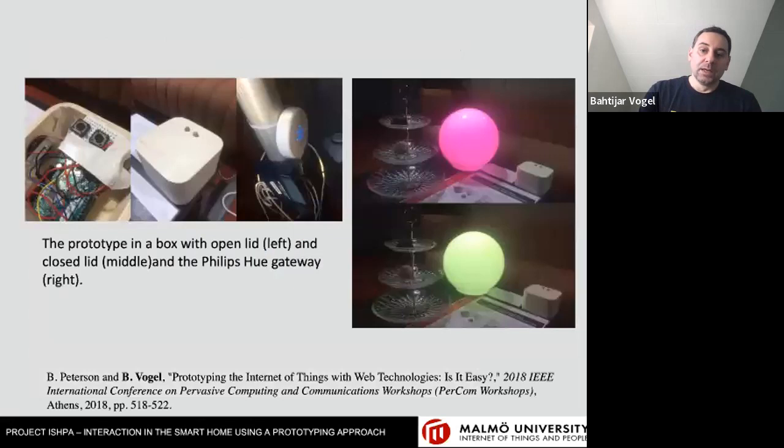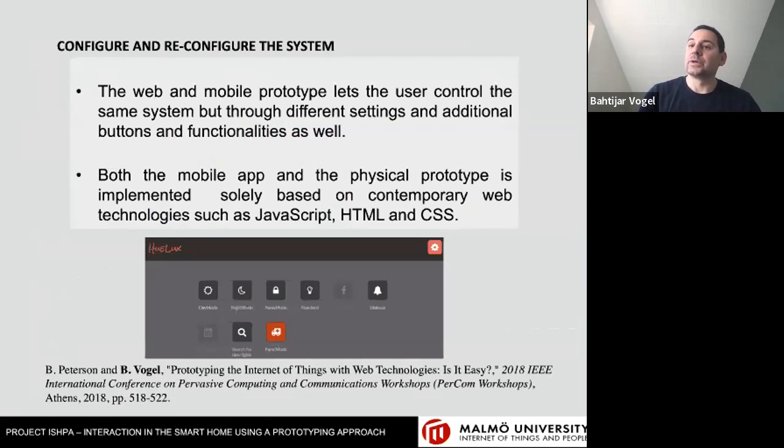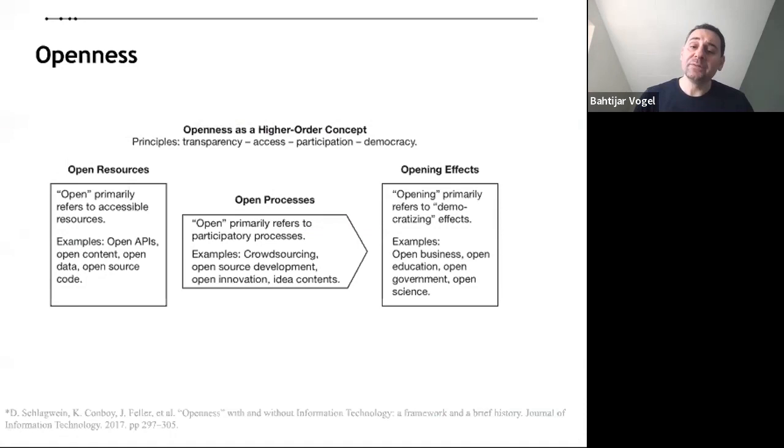And then, of course, this was an interface where you could reconfigure the system, so you could attach new kinds of lights and different settings. But what do we mean by this kind of openness? We believe that openness is a higher order concept characterized by access to information, but also other resources. It is about collaborative participation, and also about transparency of resources and actions.